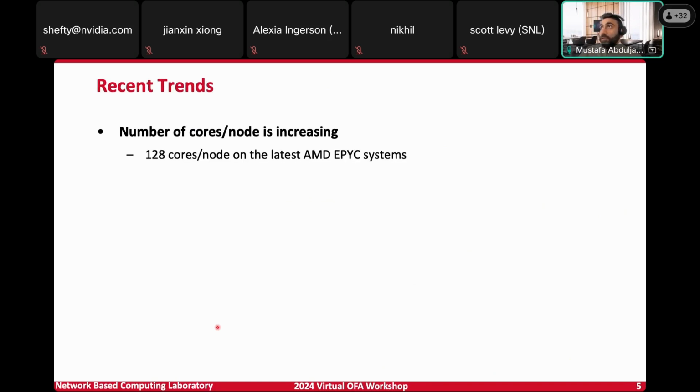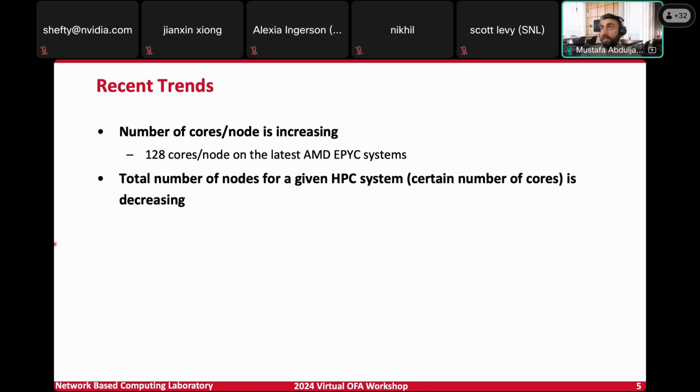So, going on to the recent trends and back to our motivations. As I said, the motivation of this work is sparked by the recent trends of contemporary high-performance computing clusters, where we know that there is an increasing number of cores. For example, we have over 100 cores per node in the AMD EPYC and the Intel Sapphire Rapids platforms. And in conjunction with the increase in the number of cores per node, we also see a decrease in the number of nodes in a given HPC system.